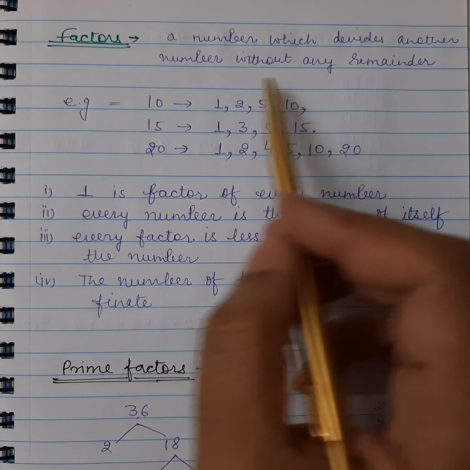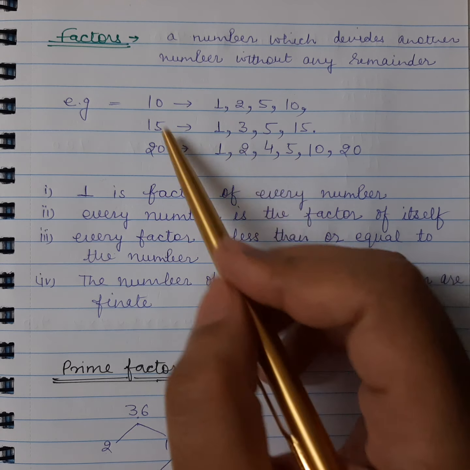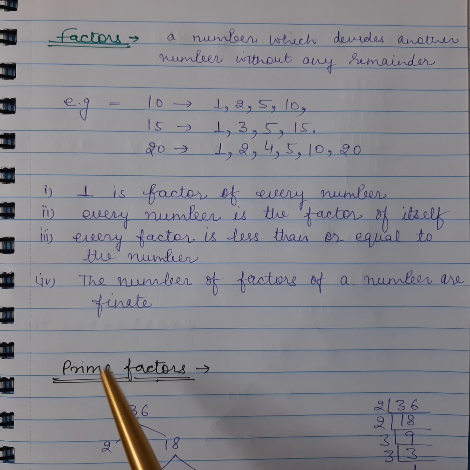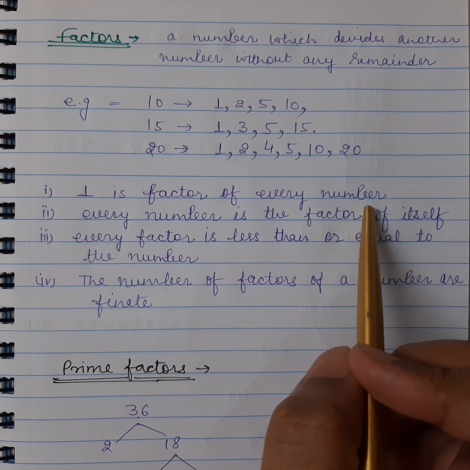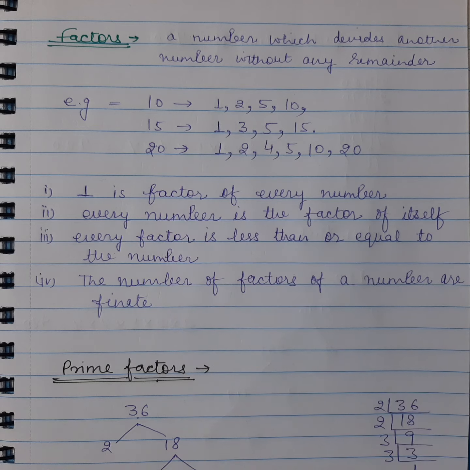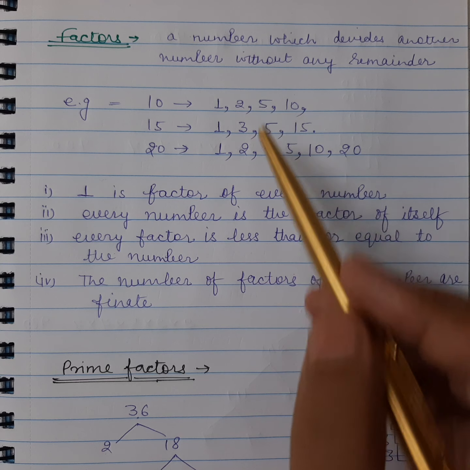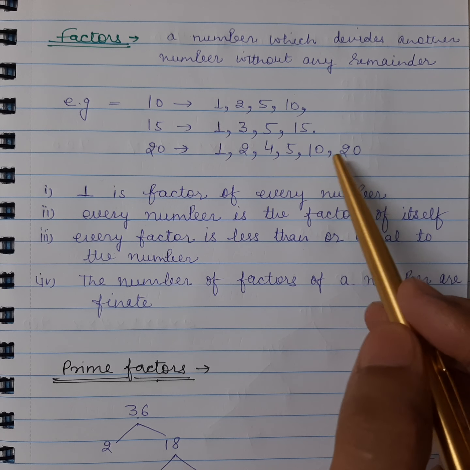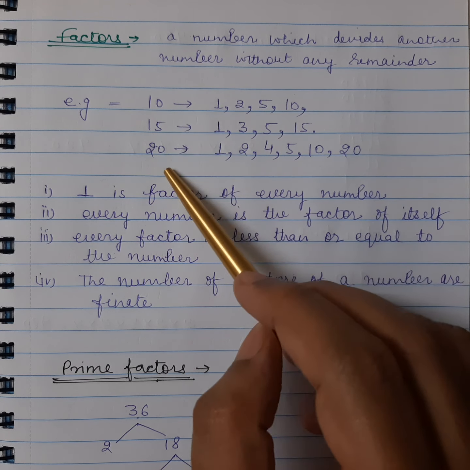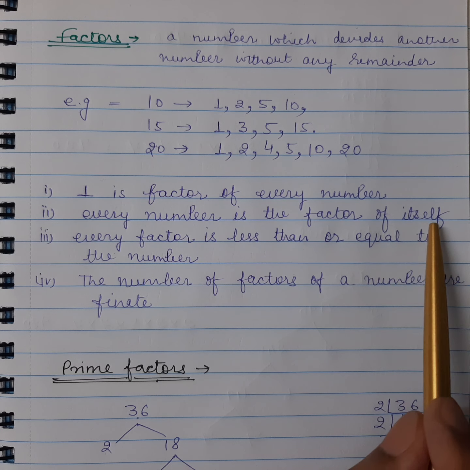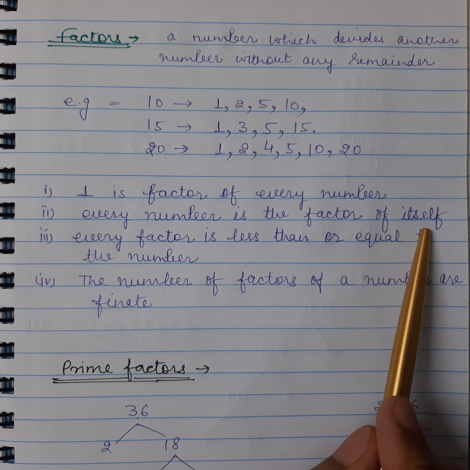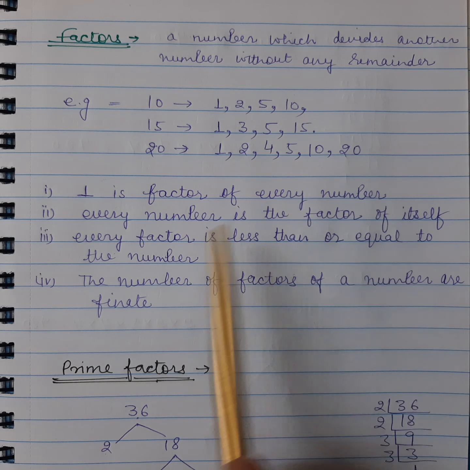So let's understand what we derived from these examples. First, 1 is a factor of every number, and the smallest factor of every number is 1. Then 10, 15, 20, which is the number: every number is a factor of itself. So the highest factor of any number is the number itself.